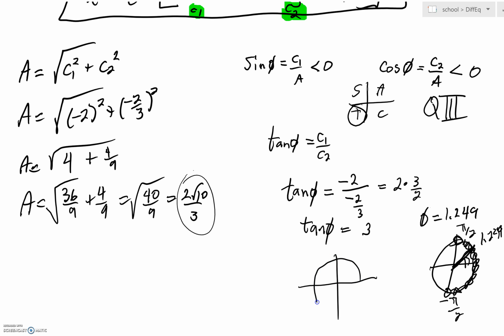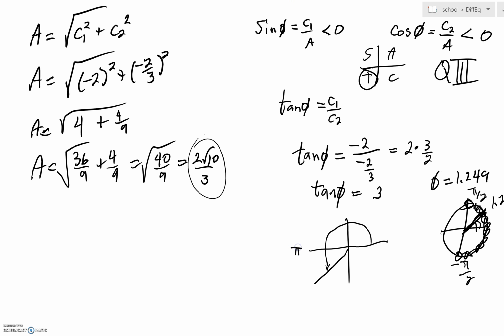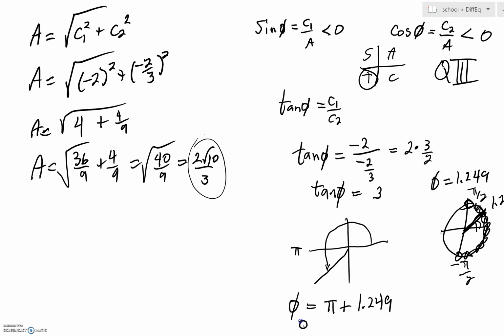Well, we have an angle that's clearly over here. This is what phi is. But by the way, we know our reference angle is 1.249. So we're going to go 1.249 past pi. So we're almost done. Just get this typed out real quickly. We could even say plus pi right here. And it looks like we'll be at 4.391. We could truncate or round.